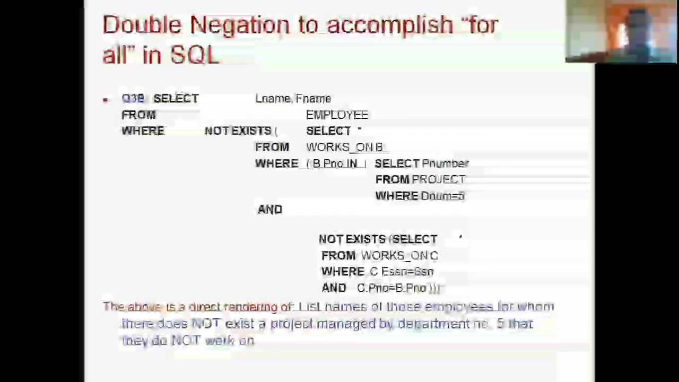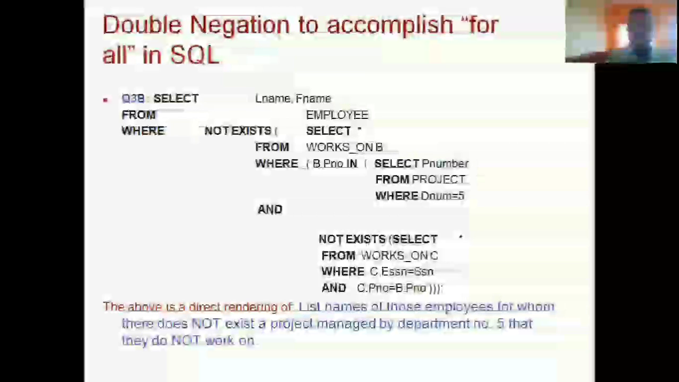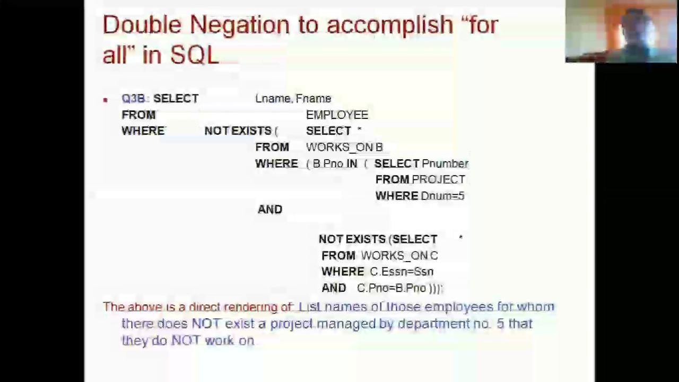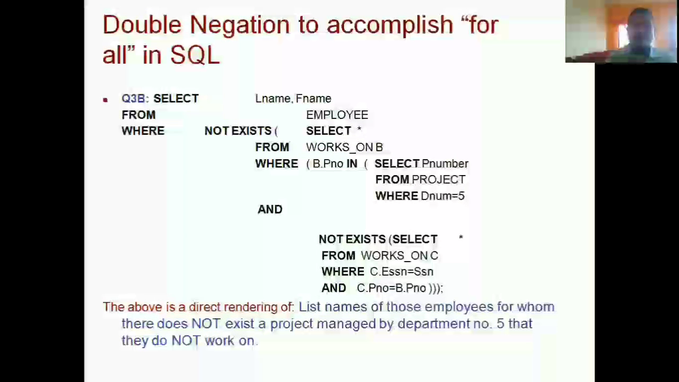Double negation is used to accomplish FOR ALL in SQL. FOR ALL means it is one type of employees where NOT EXISTS. It is the reverse order of EXISTS, NOT EXISTS, and applying all the conditions.